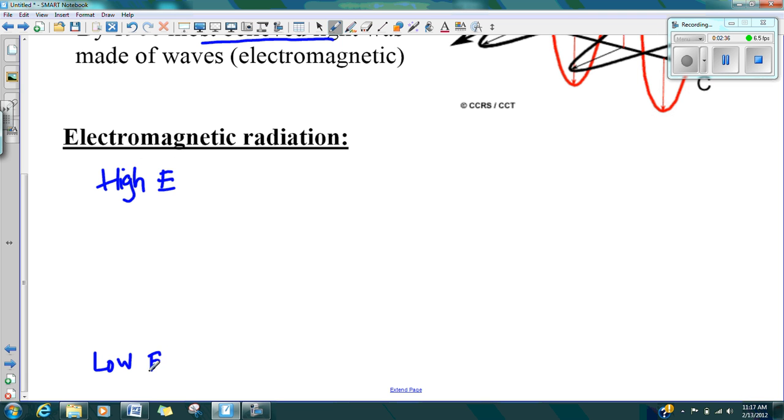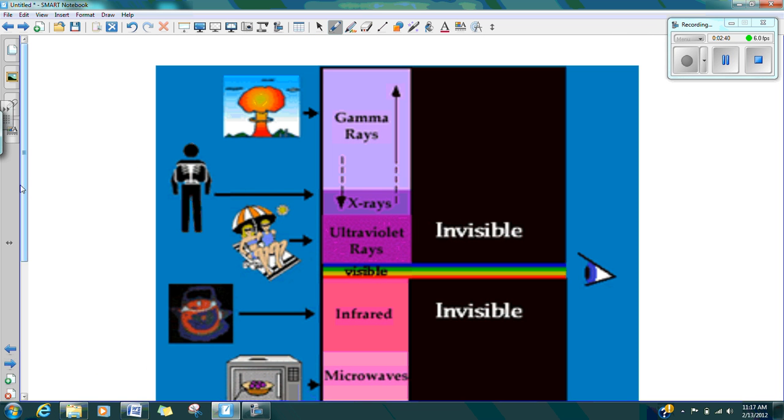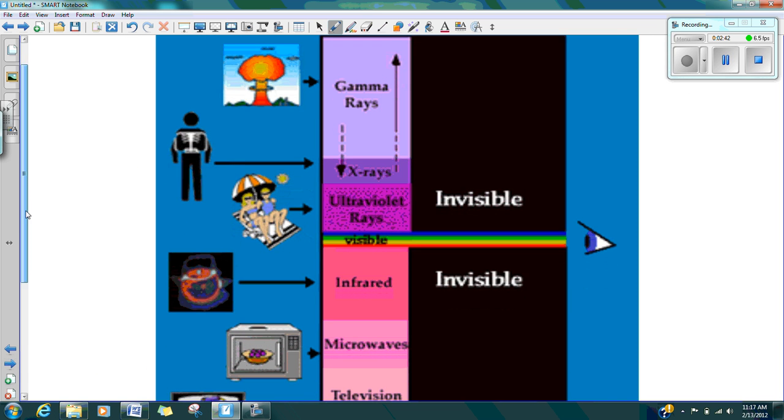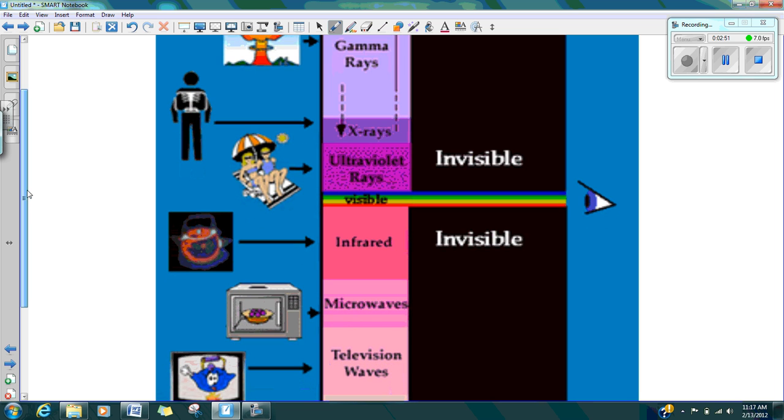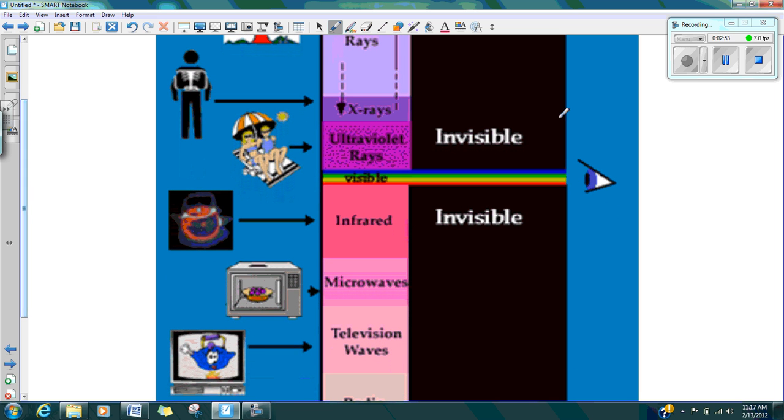Well, I think you can look at this next slide and realize what is high energy and what is low energy. So we have these gamma rays. This is the nuclear end of the scale. That's how strong those waves are. X-rays, I think you know those are pretty strong, to be able to see our nice skeletal being that we have.